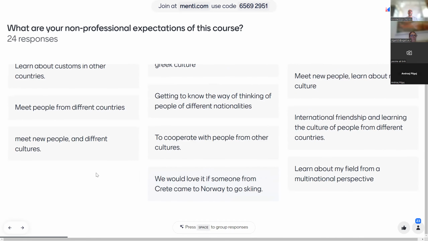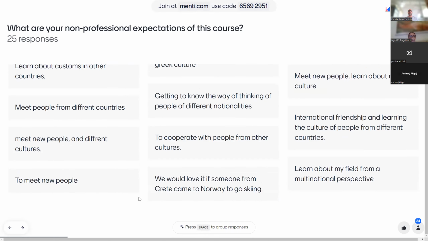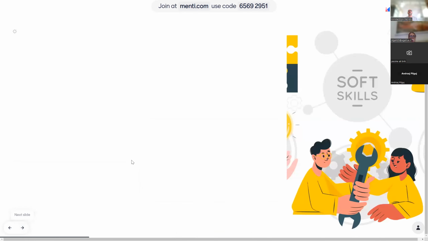We would love it if someone from Crete come to Norway to go skiing. I will do. I don't know skiing, but I would always like to visit Norway. So I will do it to meet new people. Actually, you know, the Norwegian University will visit Crete by the end of May for the solar cells. So you will have the chance to visit Crete, our colleagues and students from Norway. And of course, you know, this course can be repeated, and we will be those that will visit Norway.